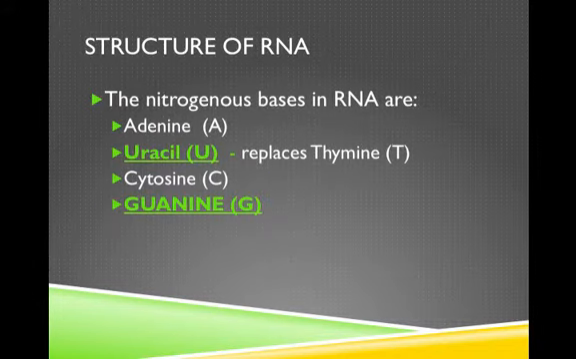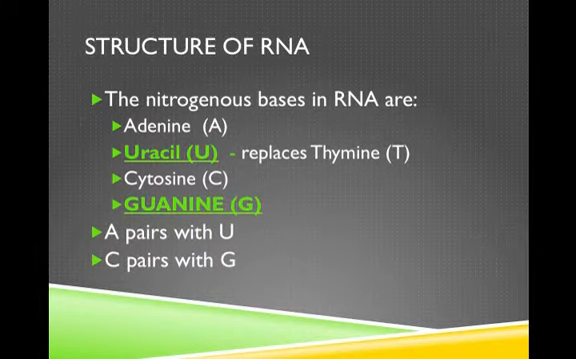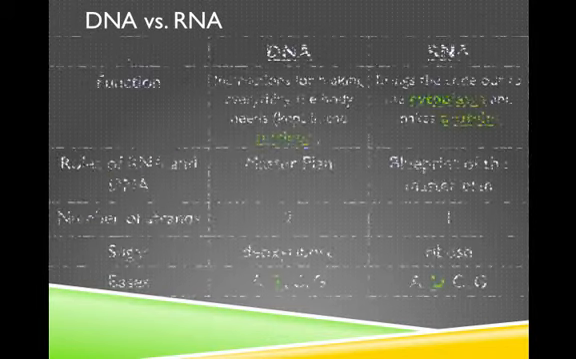The nitrogenous bases in RNA are pretty much the same as DNA, except uracil, U, is going to replace thymine. So we are still going to have adenine, cytosine, and guanine. In this case, A is going to pair with U and C is going to pair with G. It's important to note that U's will only be present in RNA.